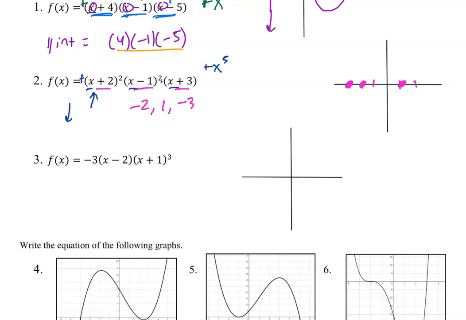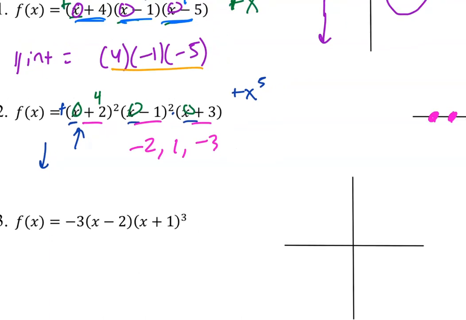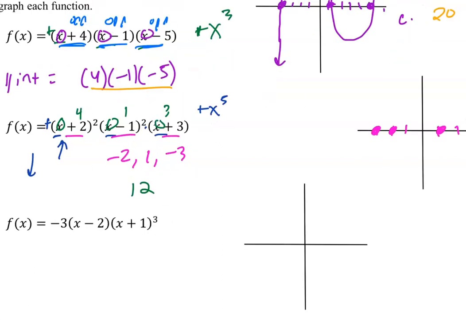All right. And then my y-intercept, when I plug in 0. Okay, now you got to pay attention to the squareds and stuff. What's 0 plus 2 squared? What is that? 4. Right. And then 0 minus 1 squared? -1 squared is 1. And then 0 plus 3. So this one has a y-intercept at 12.